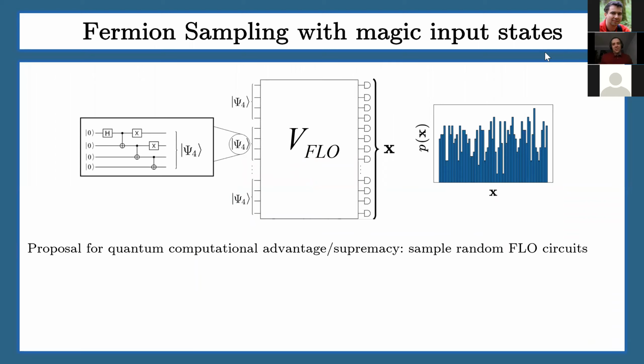First, just in hindsight, what we are doing. We are proposing a scheme for attaining quantum computational advantage or supremacy that utilizes a class of circuits called fermionic linear optics. FLO stands for fermionic linear optics. It's a restricted class of quantum circuits that I will be describing later. And the scheme is basically as follows. You initialize your n-qubit circuit in the tensor product of so-called magic states.